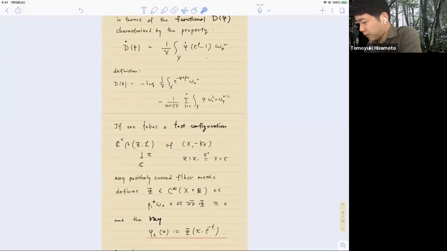And if we take such a test configuration and any positively curved fiber metric on this line bundle on this family, which was given as a datum, then the fiber metric defines some function on the product space. So we use this identification via the C-star section, and the metric was identified with some smooth weight function phi on the product space, such that the dd-bar of phi is positive.